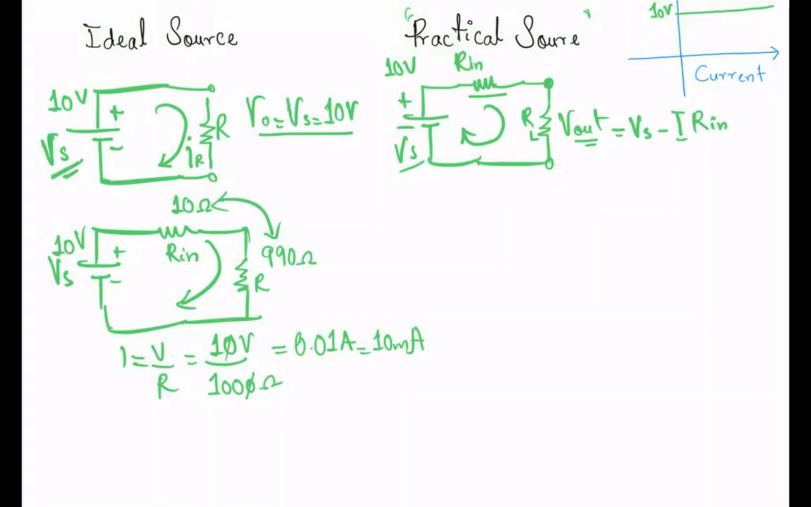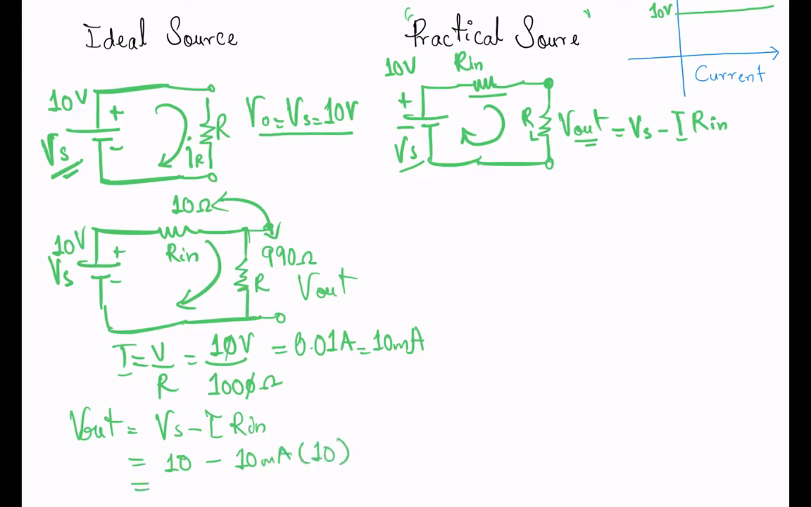Remember your V out, the output across these two terminals, is going to be equal to Vs minus I times Rin. If I plug in the values, Vs being 10 volts, current being 10 milliamps, and Rin being 10 ohms, I get V out equals 9.9 volts.